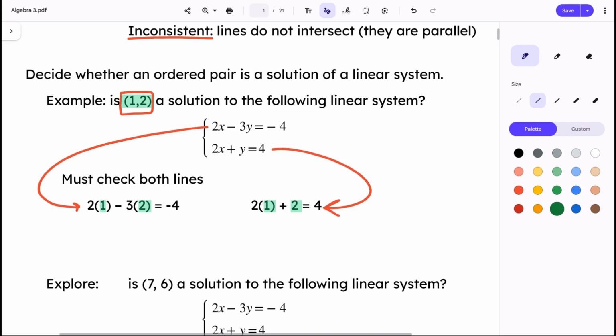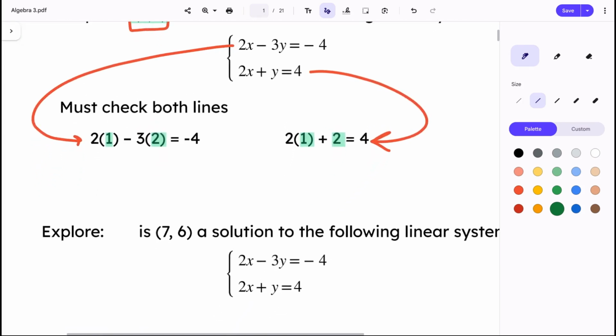So if you do this one on the left, 2 times 1 would be 2. And then we have minus 6 equals -4. Is 2 minus 6 equal to -4? Yes, so that checks out. Okay, that's good. On the other side, you'd have 2 plus 2. Does that equal 4?